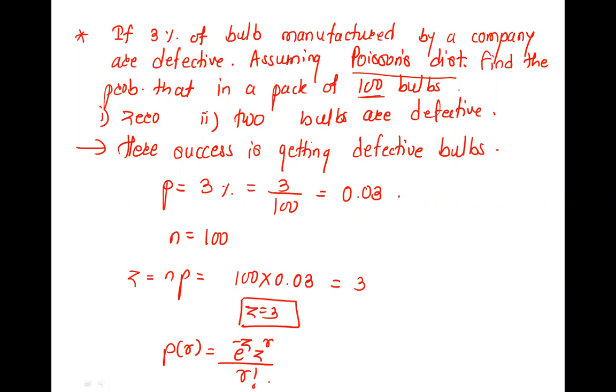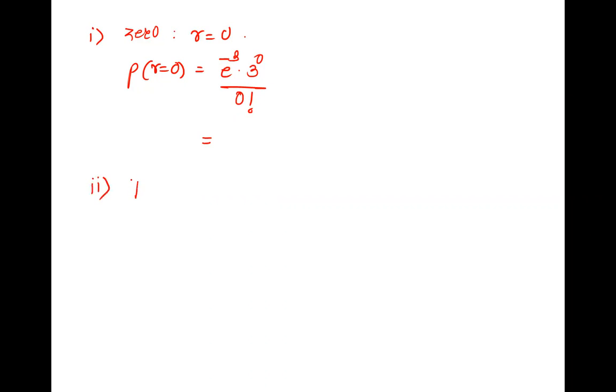Now there are two different questions. First is 0 defective, so R is 0. The second is 2, so R is 2. First, R is 0: E raised to minus Z, Z is 3, 3 raised to 0 upon 0 factorial. Second, R is exactly equal to 2: probability of R is 2 is E raised to minus Z, Z raised to R, which is 2, upon 2 factorial.